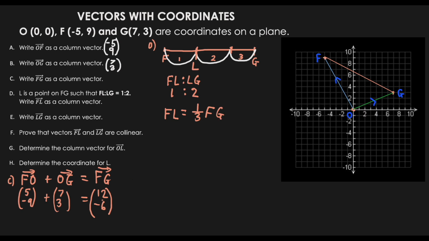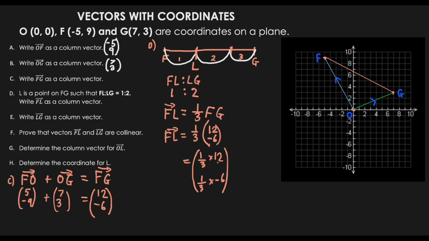We already worked out FG here. So then we can work out what FL would be. FL would be equal to 1/3 multiplied by (12, -6). We call this 1/3 the scalar multiple. So this here is being multiplied to each of these. So therefore we would say 1/3 times 12 and then 1/3 times negative 6.